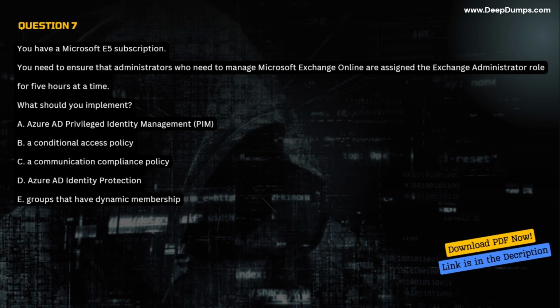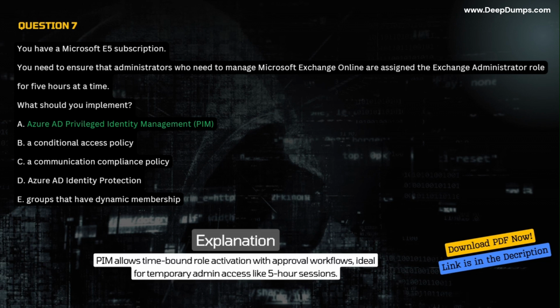What should you implement? A. Azure AD Privileged Identity Management (PIM). B. A Conditional Access Policy. C. A Communication Compliance Policy. D. Azure AD Identity Protection. E. Groups that have dynamic membership. Correct answer A. Azure AD Privileged Identity Management (PIM). Explanation. PIM allows time-bound role activation with approval workflows, ideal for temporary admin access like 5-hour sessions. Question 8.